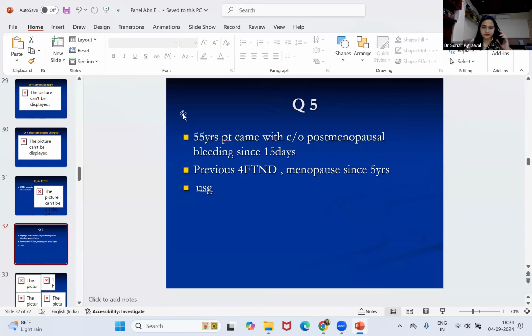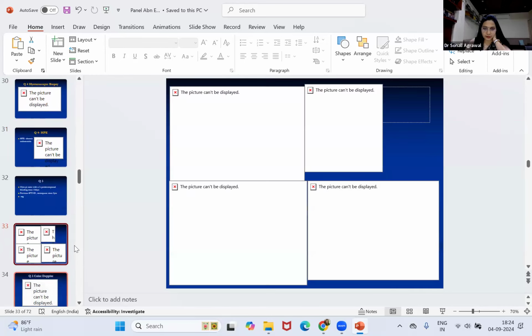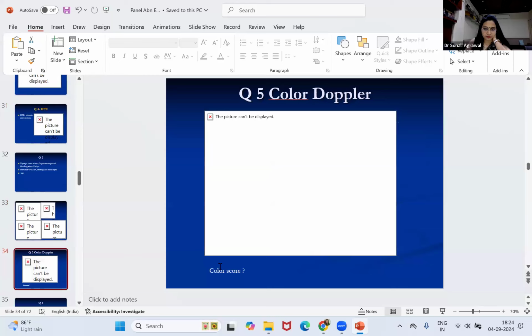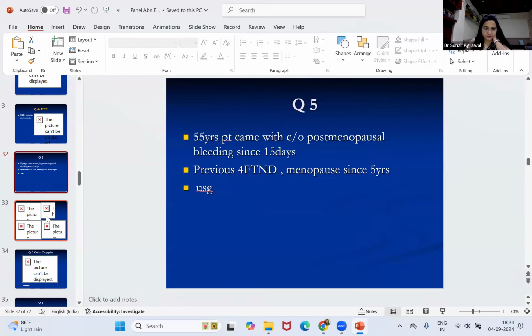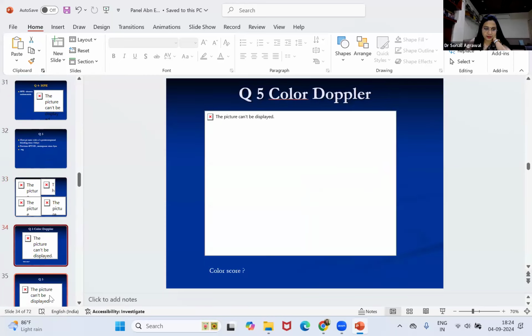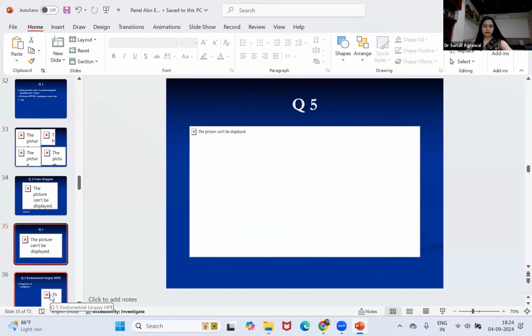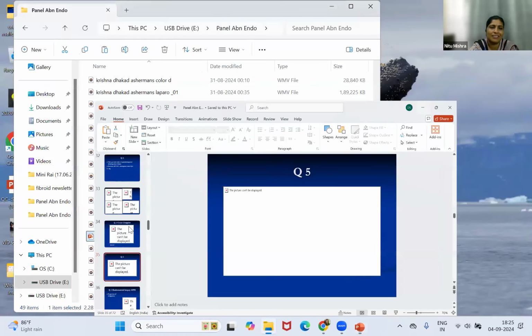Sure. So let's move on to our next question. This 55-year-old patient came with the complaint of postmenopausal bleeding since 15 days. Previous 4 FTND, menopause since 5 years. The ultrasound pictures are not showing. Not able to display anything from this. You can go for the video directly.